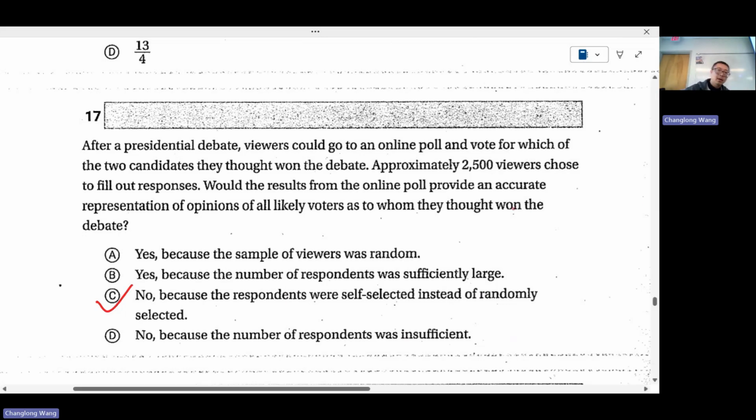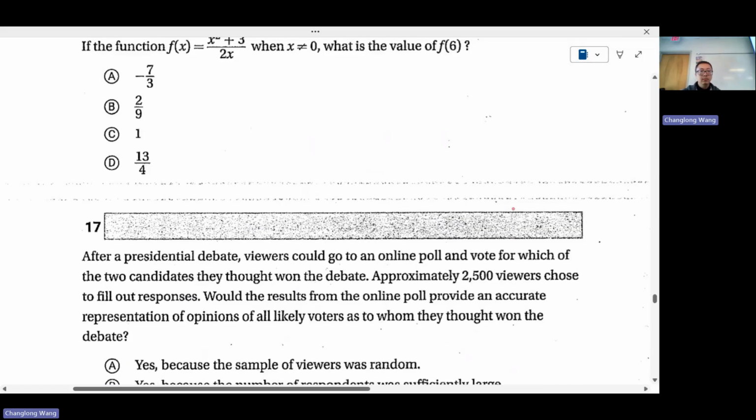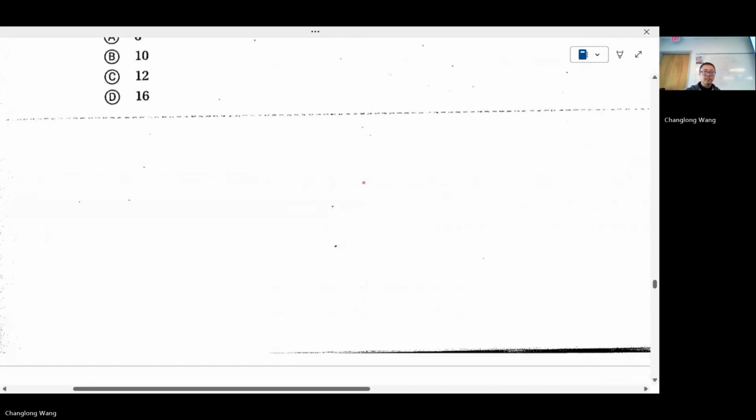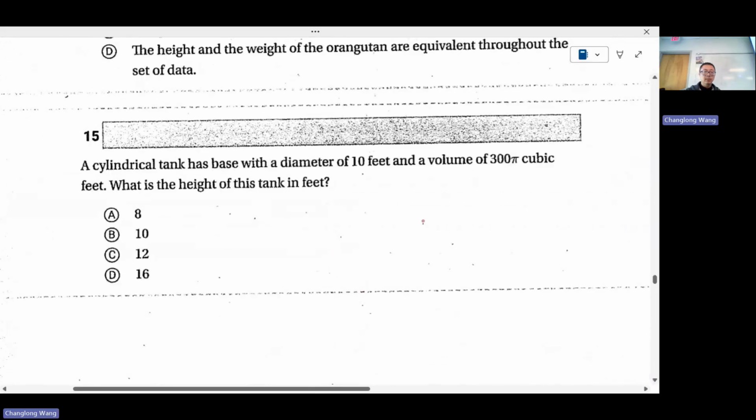Anyway, now moving on to number 16, which is trivial. I think you just have to know what that notation stands for. F of 6, that's a function notation. So you want to evaluate a function by substituting 6 for x, right? So I'll move on to this one.